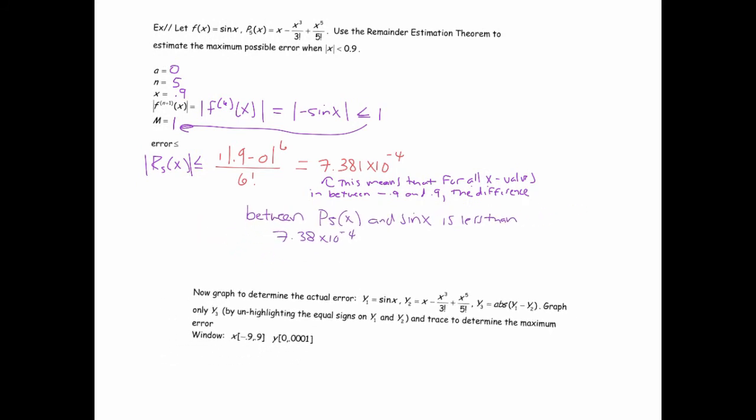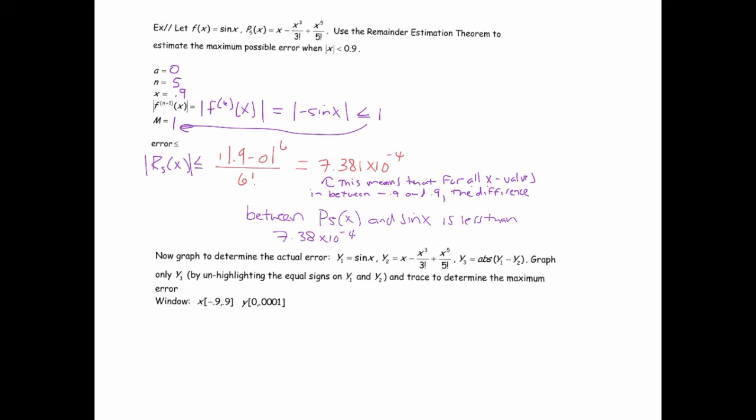So that's what we mean by finding an upper bound for the error. The error, no matter what x value you choose to use to approximate sine of x on that interval in between negative 0.9 and 0.9, the error will never be more than, you'll never be off by more than 7.38 times 10 to the negative 4.